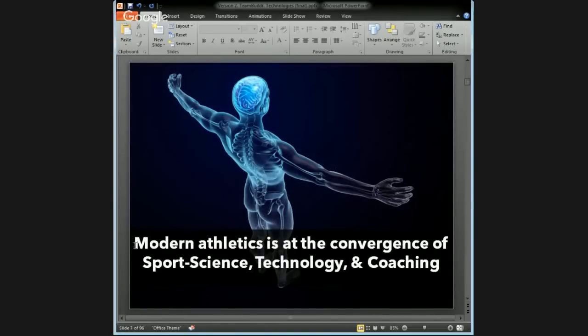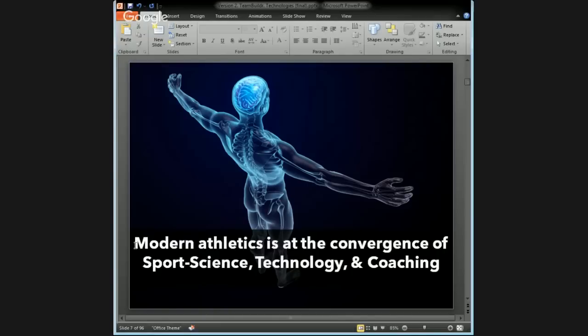Modern athletics right now is at the convergence of sports science, technology, and coaching. And I think it takes that trinity of understanding what the science and the application of the latest research is, how we can utilize technologies to better our coaching or to better the assessment of that sports science, and then apply it in a way that actually is meaningful for the student athletes that we serve.